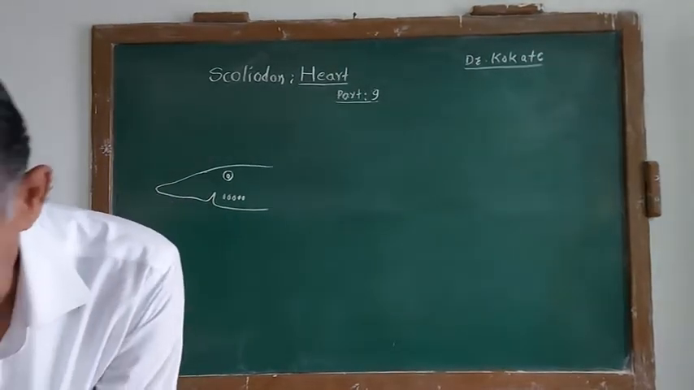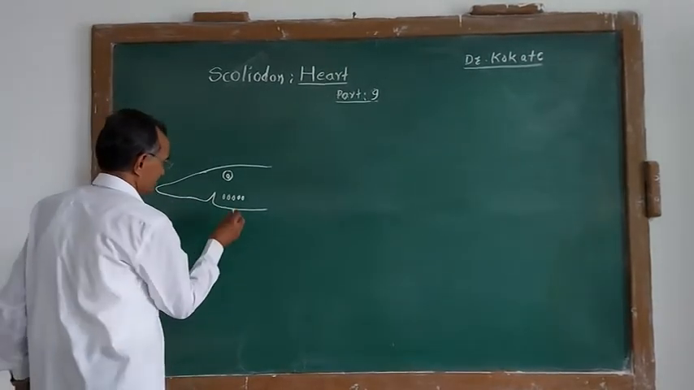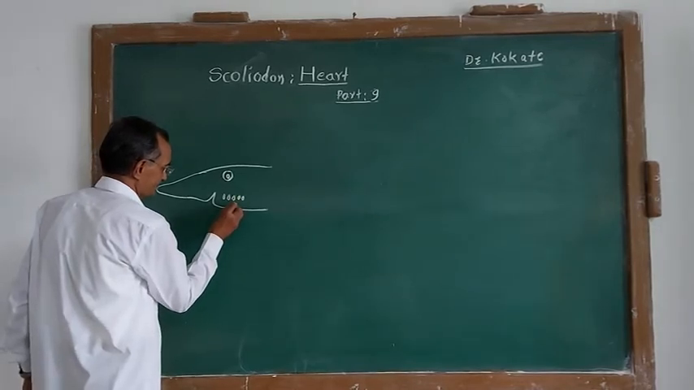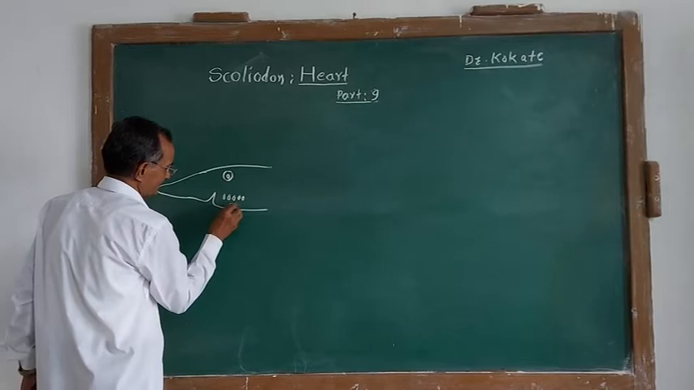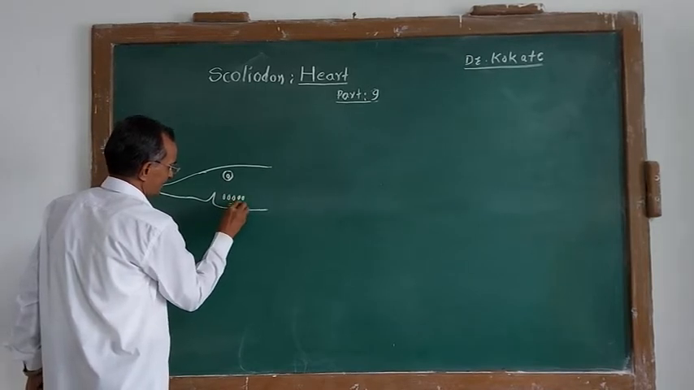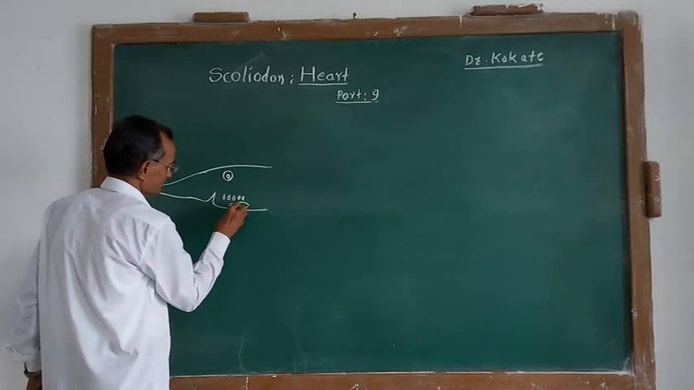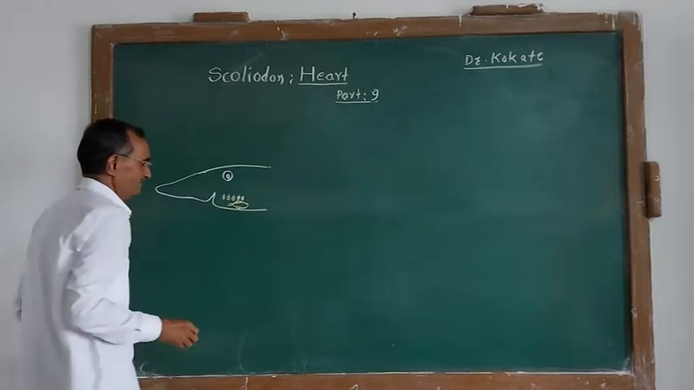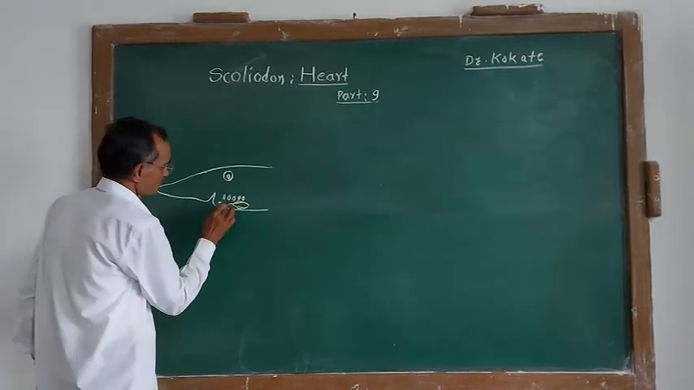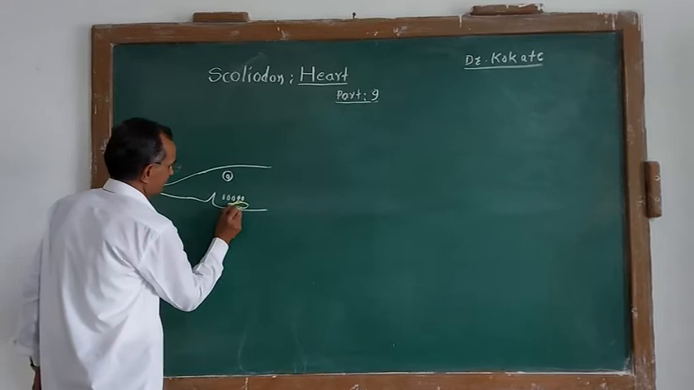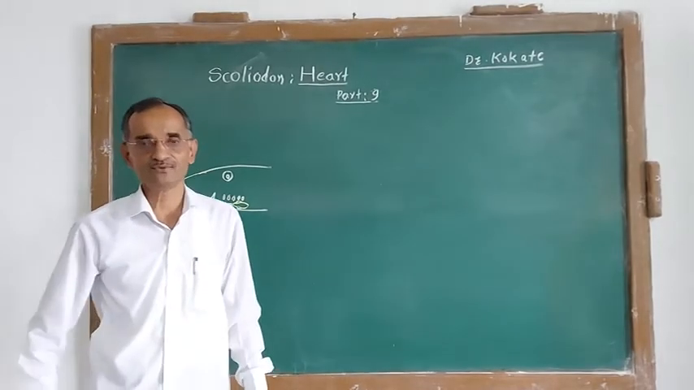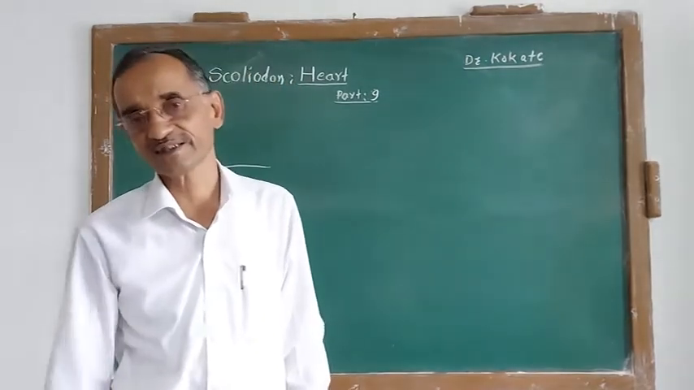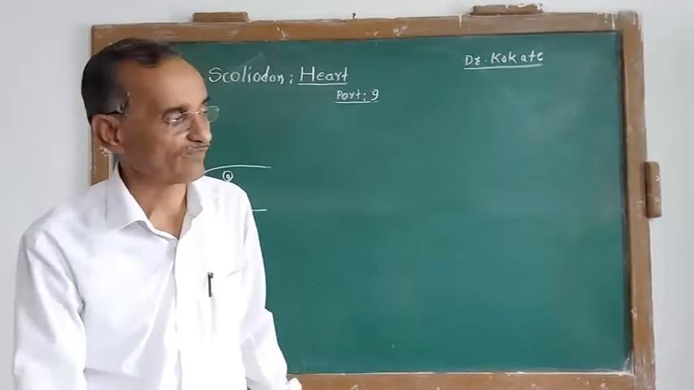the heart is located at the ventral side. At this location, the heart is located at the ventral side. This is the heart of the Scoliodon. So remember, the heart of Scoliodon is located at the ventral side of the body. This is the main thing that you have to remember always. Completely at the ventral side.